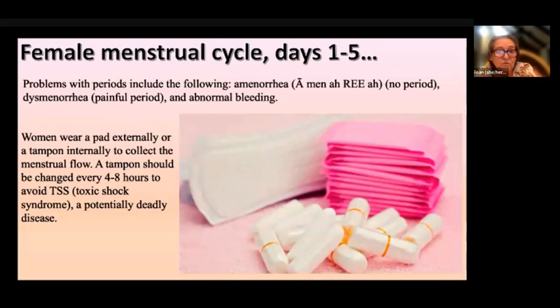If she starts menstruating when she's not at home. So we want to prepare girls, and we also would like to reduce any stigma.